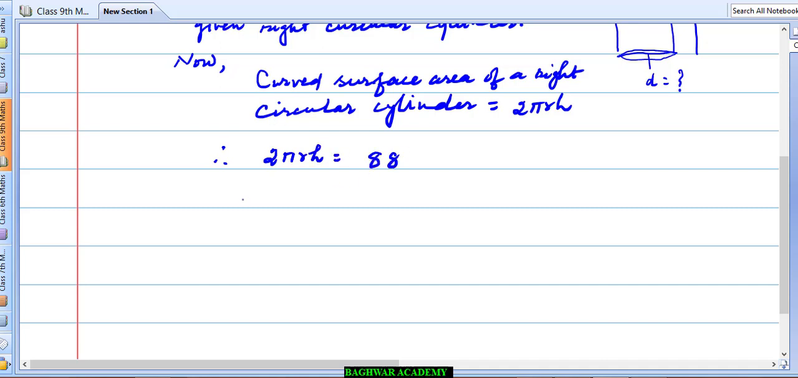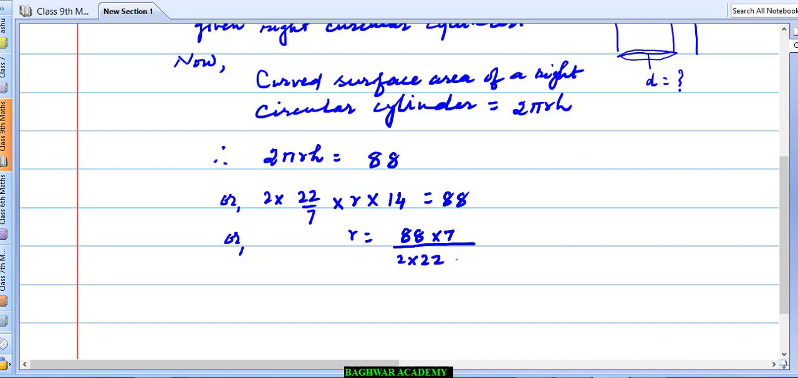Now 2 into pi we will put as 22 by 7, into R, which we don't know, into H, which we know, that is 14, is equal to 88. Now you see, 2 into 22 by 7 into R into 14 is equal to 88. We need to find out R over here. So we will write R is equal to 88 into 7 divided by 2 into 22 into 14.